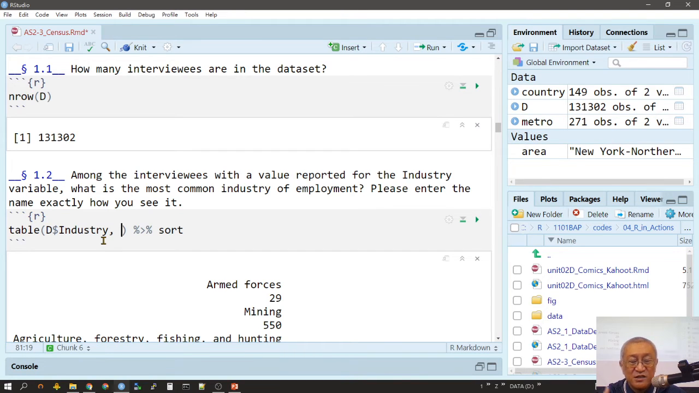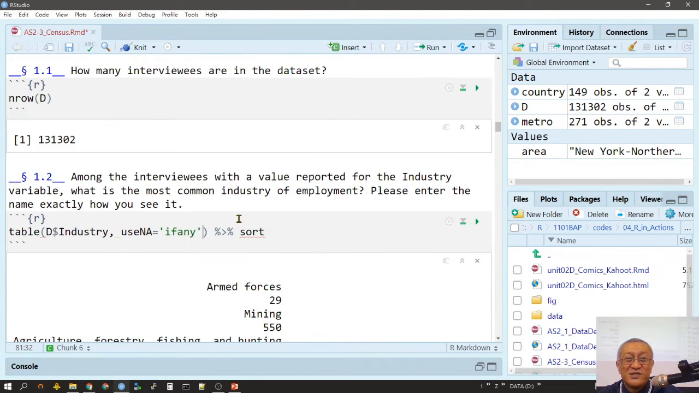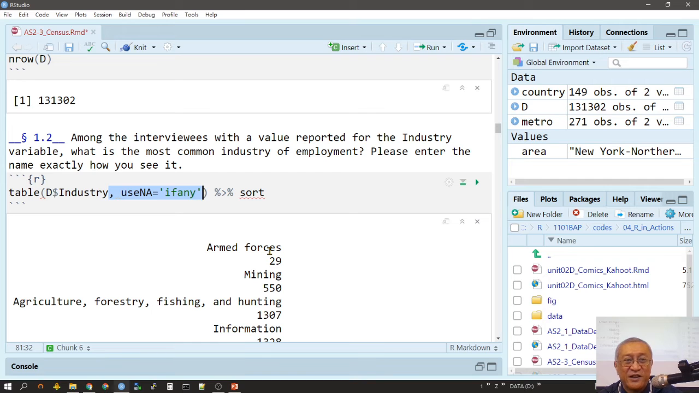If for some reason you want to also count NA in the table, you need to add useNA equal to ifany. So if any, NA will also be counted. Let's see. You see that a lot of people are NA, and excluding these NA people, the most common employment industry is actually education and health. So use table, you don't need to worry about NA. But if for some reason you want to count the NA, you need to use this argument.